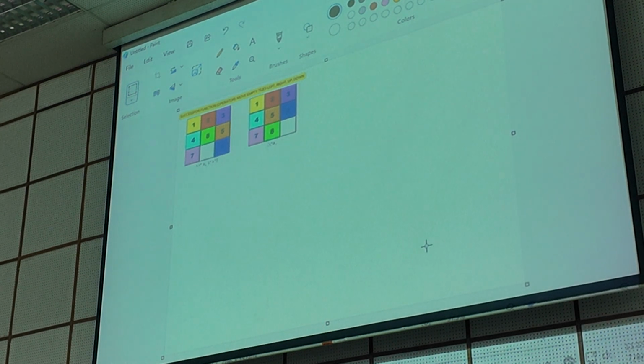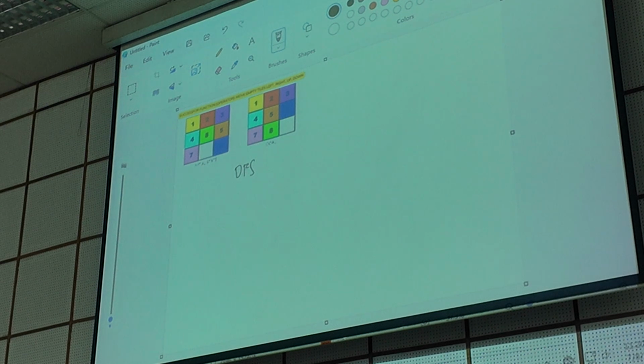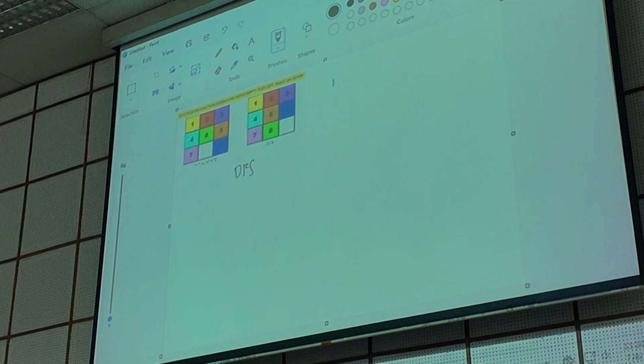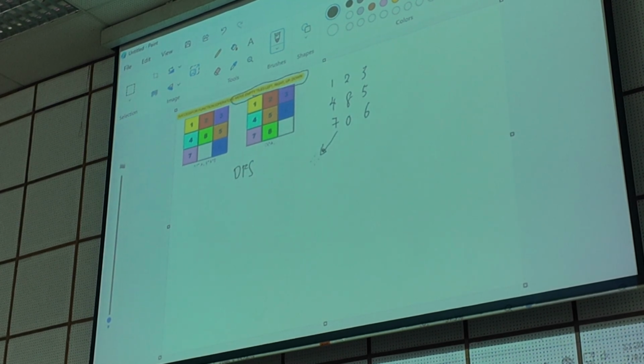Okay, in this example, we try depth-first first. Depth-first is very simple. So we have 1, 2, 3, 4, 8, 5, 7, 0, 6. And the successor function is already given here. The successor function moves the empty tile according to left, right, up, down. So what you can do here is move the 0 left.